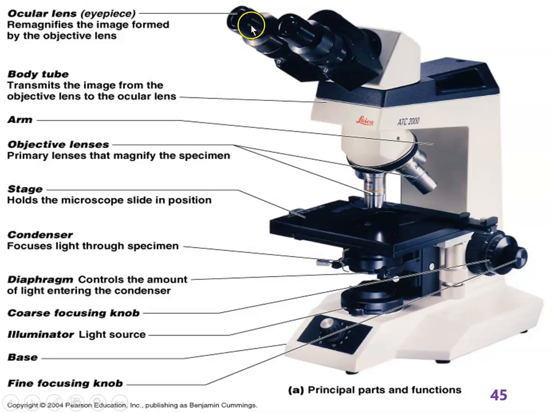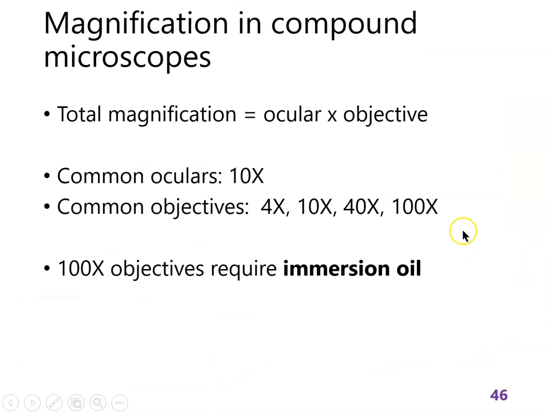They have ocular lenses you look through, objective lenses that are close to your sample, a stage you put the sample on, focusing knobs, stage controlling knobs, stage clips, what else? Condensers, the diaphragm that controls the amount of light that gets through. Okay, all compound microscopes have these broad parts in common. They have a light source of some kind. They all have this in common. They're going to differ in some of these details. They all have the same way of calculating magnification.